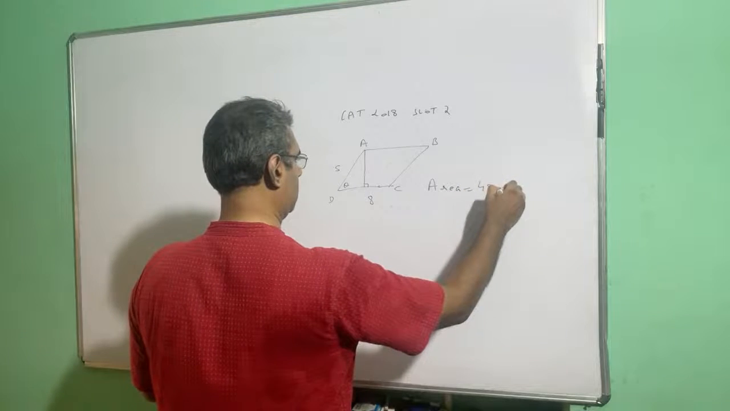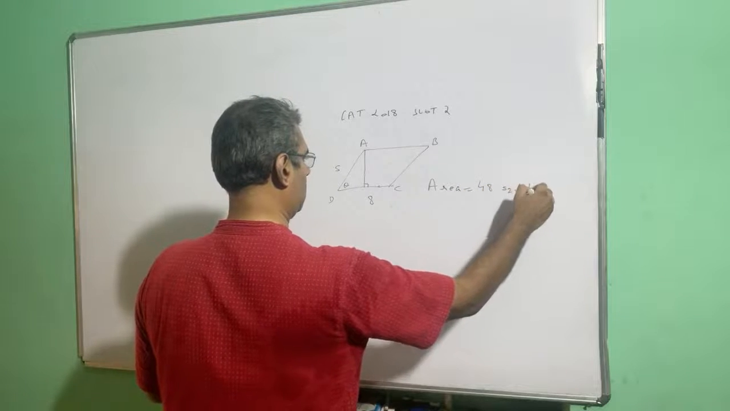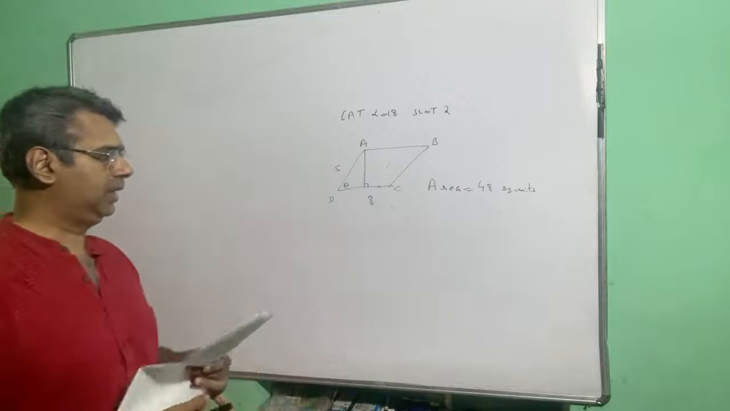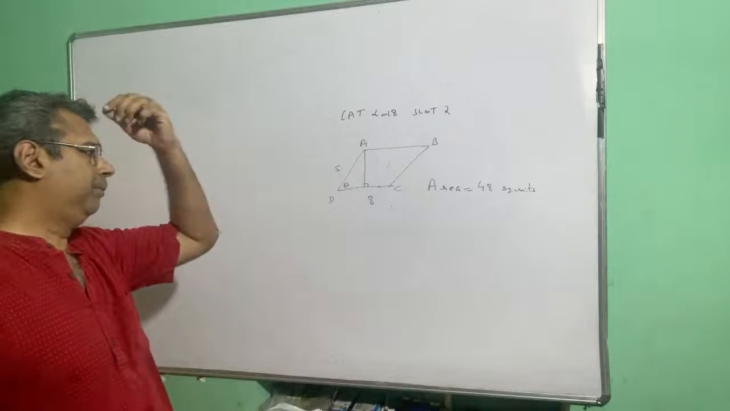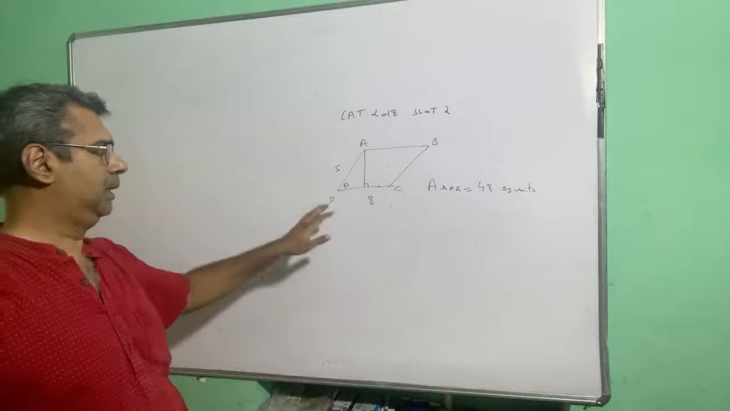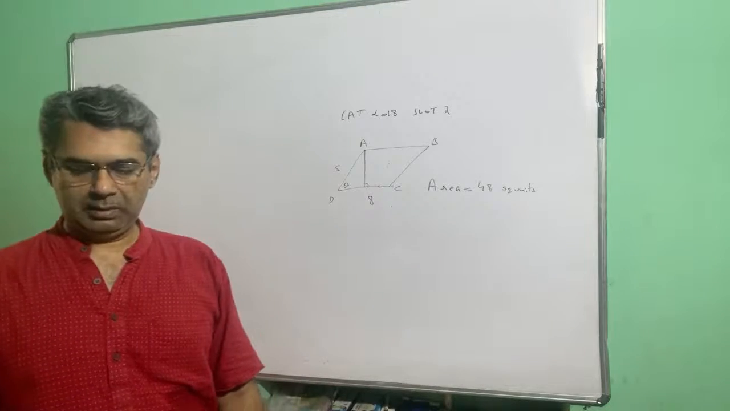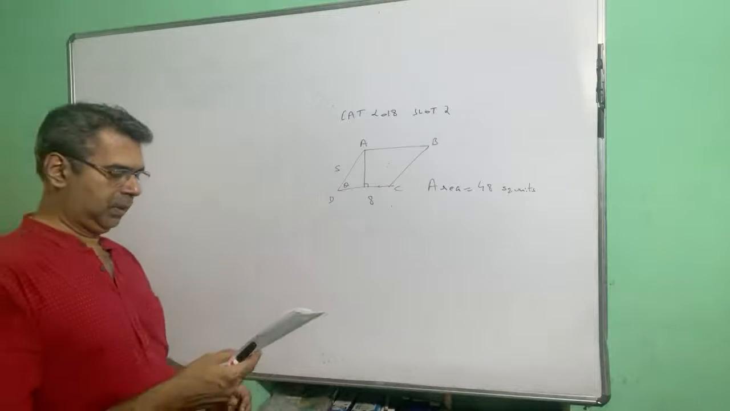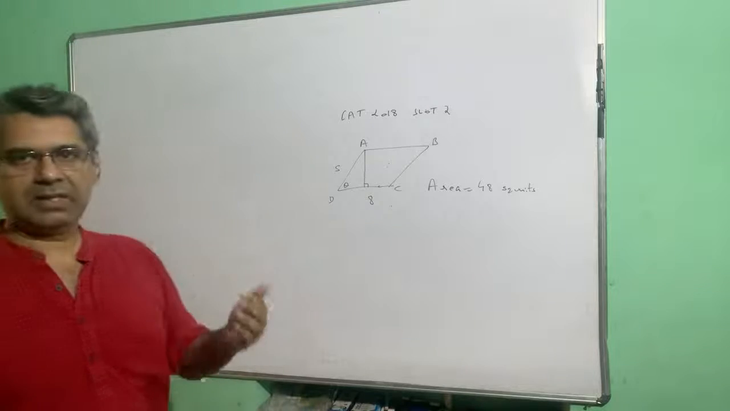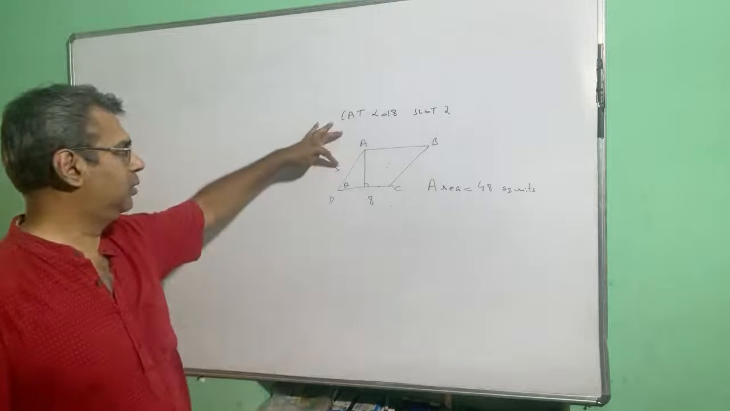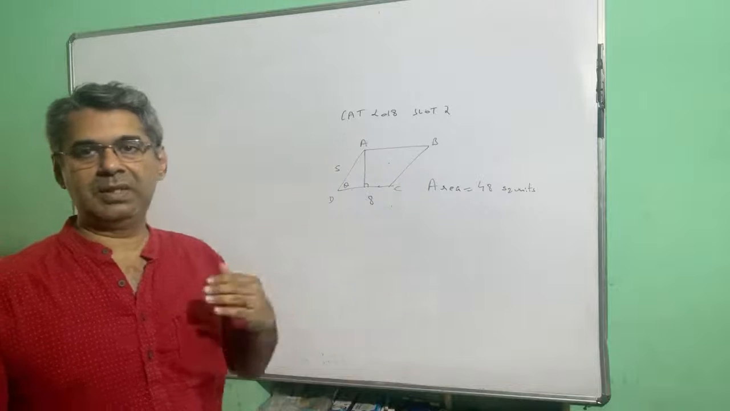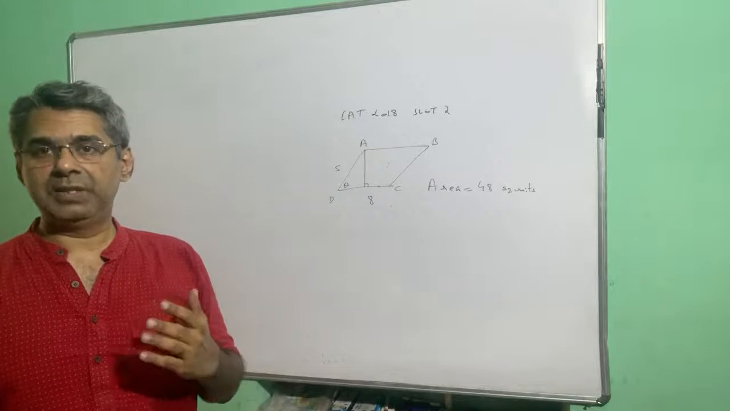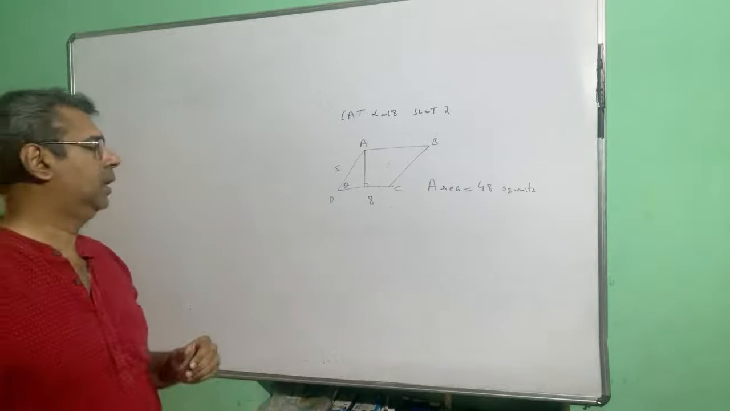the area of the parallelogram is 48 square units. Okay, so there is a parallelogram, the base is 8 and the area of the parallelogram is 48 square units. The question was asked like this: what is the least value of this side AD? What is the least value of AD? Least value. That is how the question was framed.